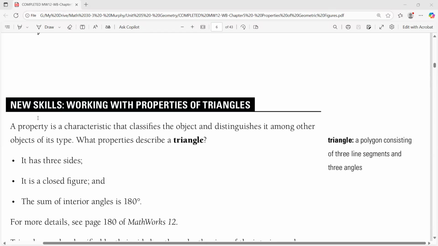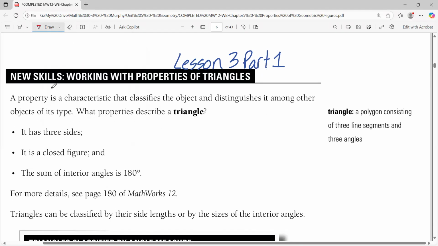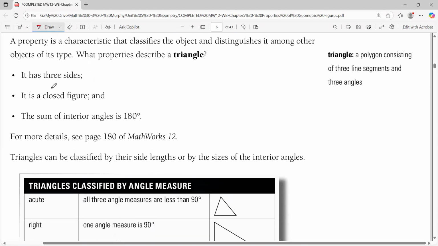Okay, this is geometry, lesson 3, part 1. And we're going to be looking at properties of triangles. So you can describe a triangle by its angle measures, whether it's acute, right, or obtuse. Or you can classify a triangle based on its side lengths: equilateral, isosceles, and scalene.